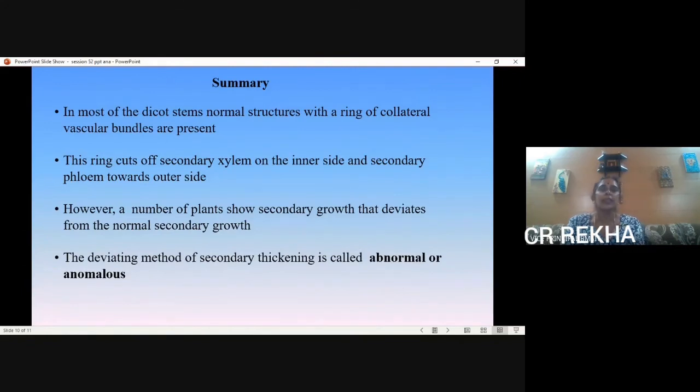To summarize, in most of the dicot stems, the normal structures with a ring of collateral vascular bundles are present. This ring cuts off secondary xylem on the inner side and secondary phloem towards the outer side. However, a number of plants show secondary growth that deviates from the normal secondary growth. This deviation of secondary growth or secondary thickening is called abnormal or anomalous.